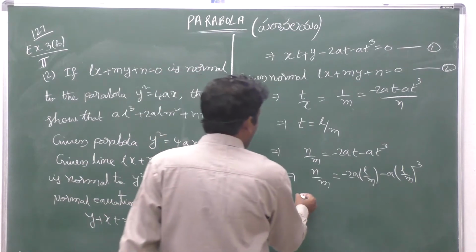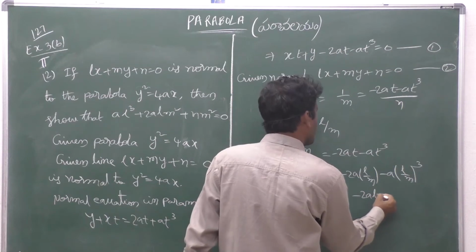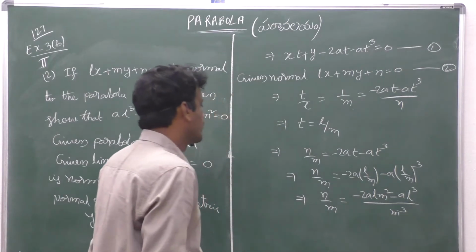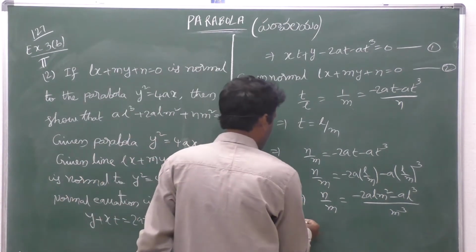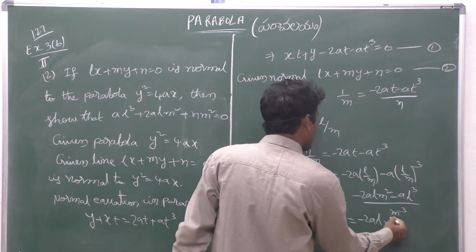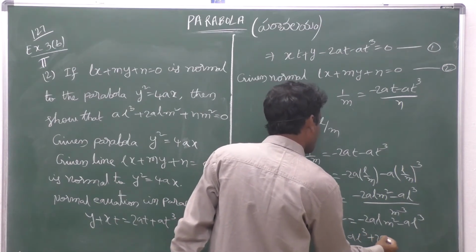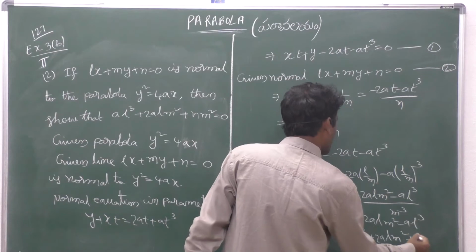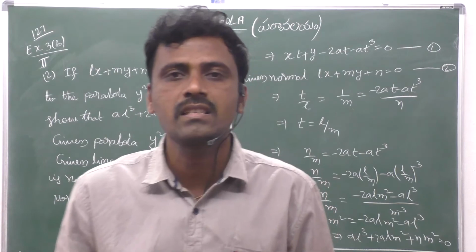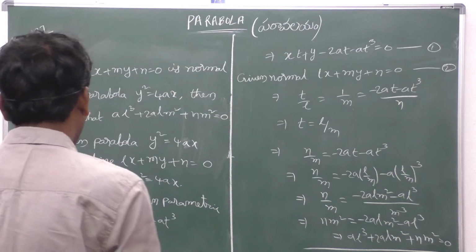That is n by m equal to minus 2alm square minus al cube by m cube. Cancel m square. That is nm square equal to minus 2alm square minus al cube. That implies al cube plus 2alm square plus nm square equal to 0. That is the condition for lx plus my plus n equal to 0 to be normal.